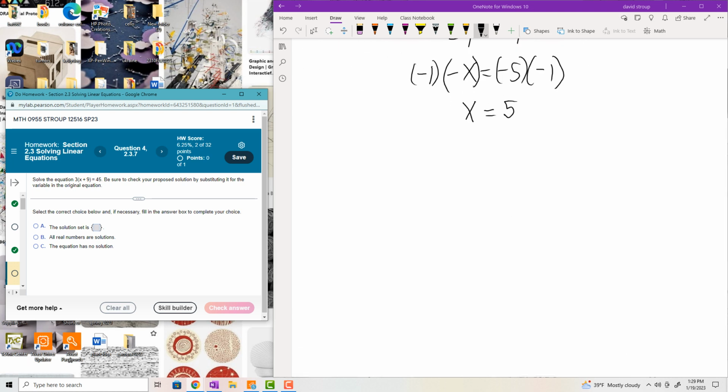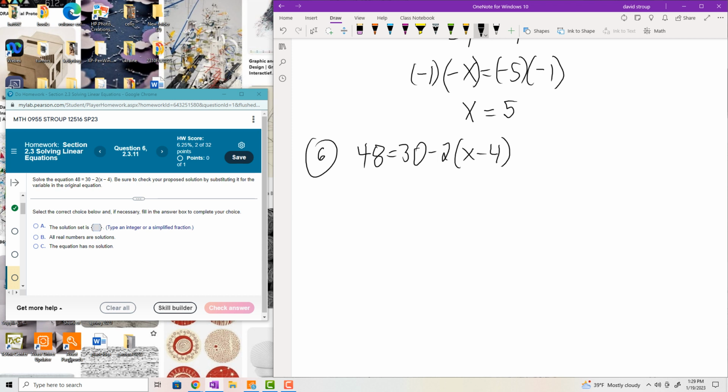In question 4, you see some parentheses. That's going to indicate you have to do some distribution. Let's try number 6. Number 6 looks a little more difficult. On the right, you see these parentheses. You want to do the distribution first. So I'm going to distribute negative 2 to both terms inside the parentheses. Negative 2 times x is negative 2x, so I'm going to write minus 2x. And then negative 2 times negative 4 is positive 8, so I'm going to write plus 8.